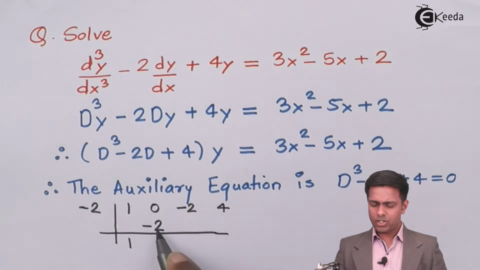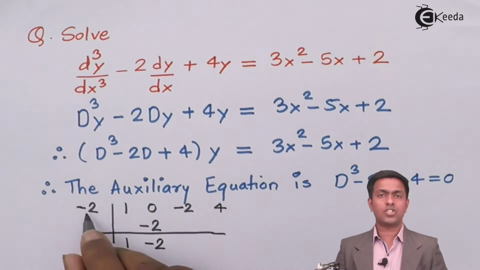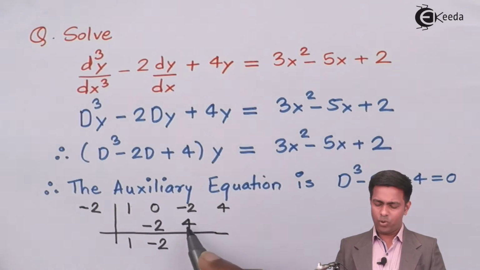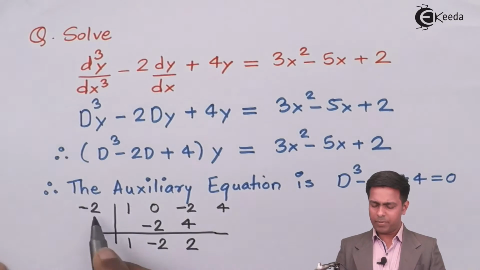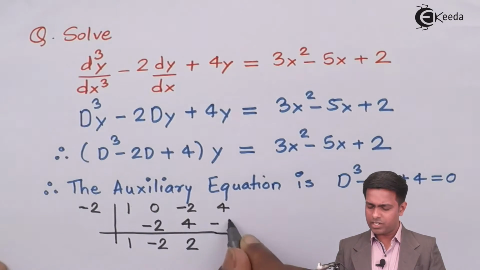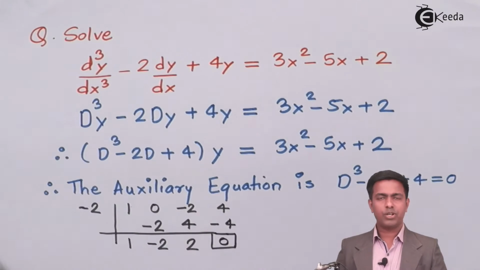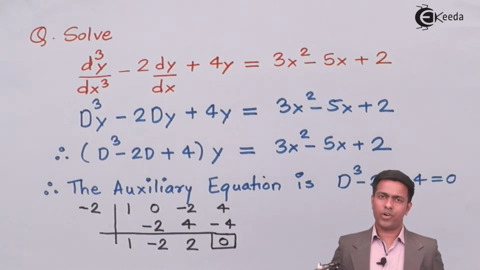So minus 2 plus 0 is minus 2. Then minus 2 into minus 2, multiplication is 4. Now we'll add, 4 plus minus 2 is 2. Then we'll again multiply, 2 into minus 2 is minus 4. Then we'll add. And guys, here we will get 0. So that is why minus 2 is one of our roots.